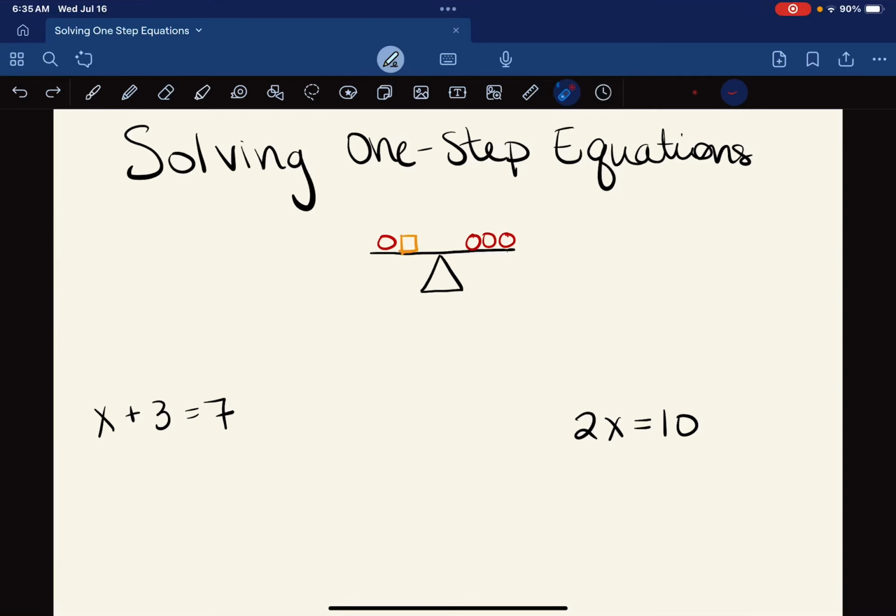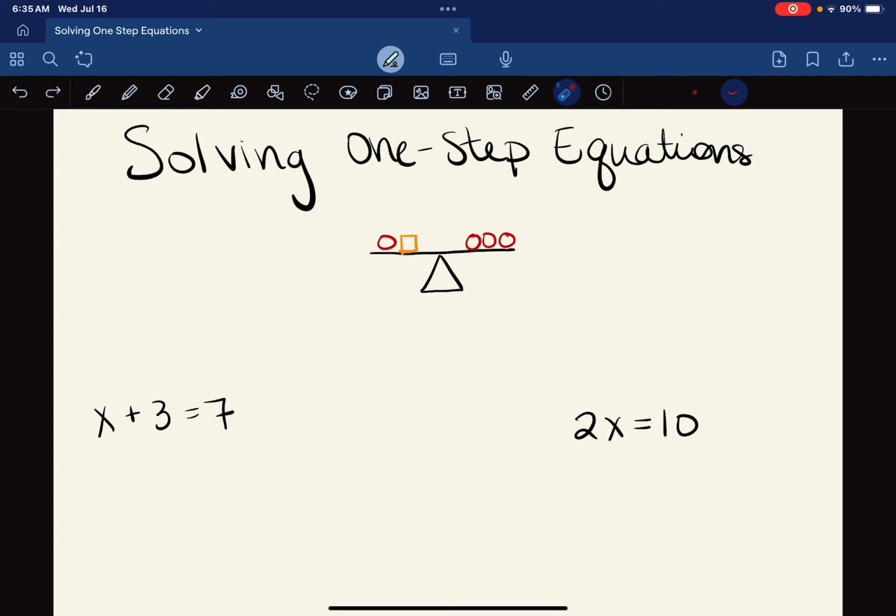Solving one-step equations. I have right here a scale drawn at the top of this picture, a rather rudimentary scale. On the left side is a red circle and an orange square, and on the right side, I have 3 red circles. And we can see that right now the scale is balanced on either side.